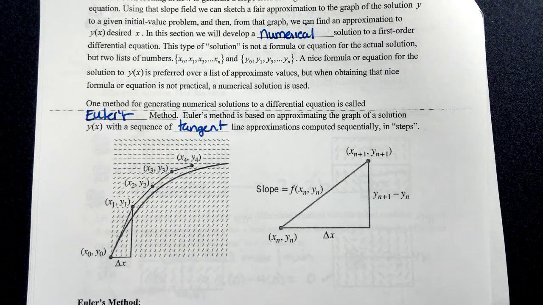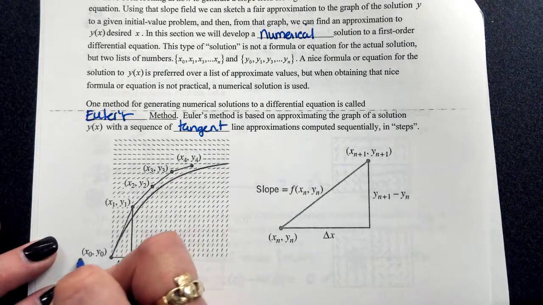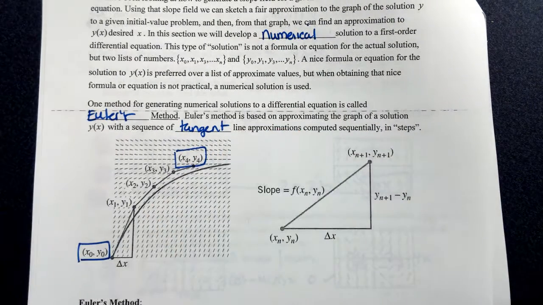Sometimes you're driving down the road and your GPS recalculates. It has to do this recalculation. You kind of look at this idea. So let's take a look here. Here's a point x sub 0, y sub 0. Here's x sub 4, y sub 4.